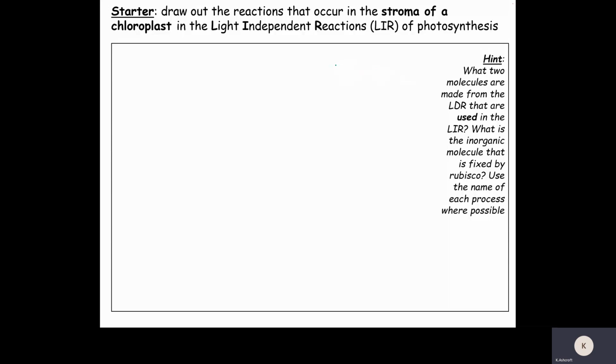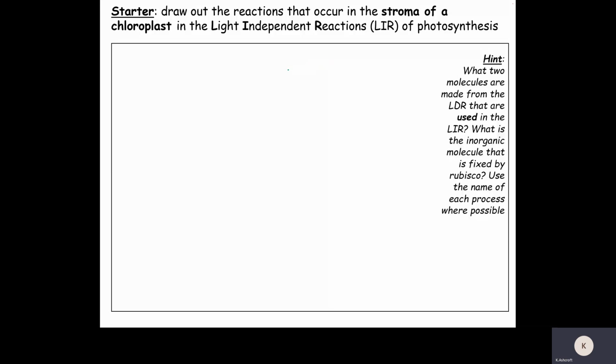We know the Calvin cycle occurs in the stroma of a chloroplast. Now the Calvin cycle is a set of reactions that ultimately is going to allow glucose to be formed, but it does require two products of the light dependent reactions. So the light dependent reactions, or the LDR reactions, occur at the thylakoid membrane. Now we know ATP and NADPH are two products of the LDR that are going to be needed for the light independent reactions of photosynthesis.